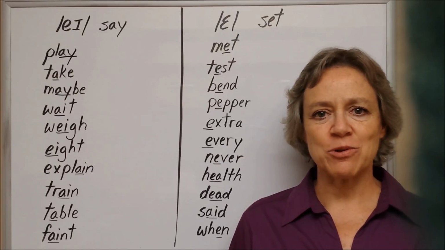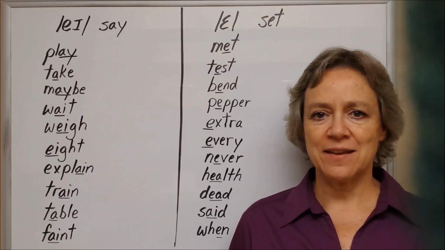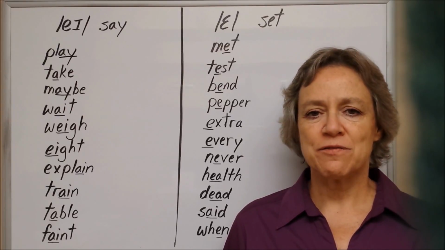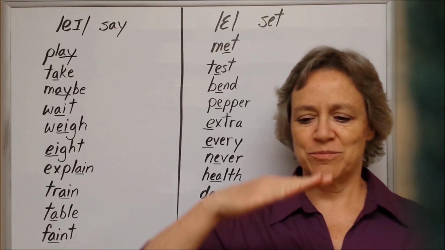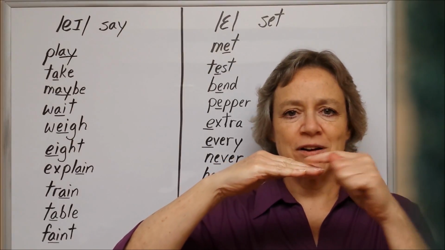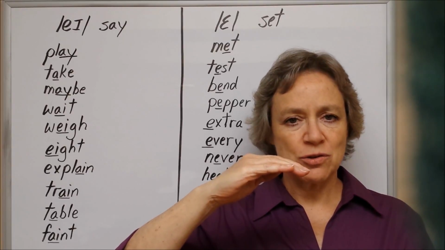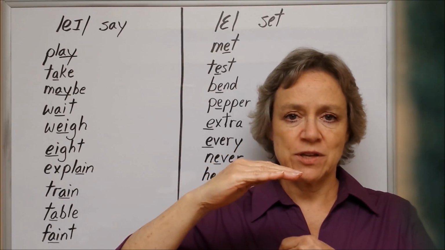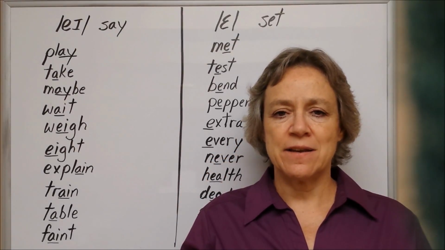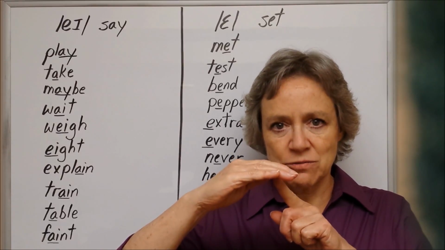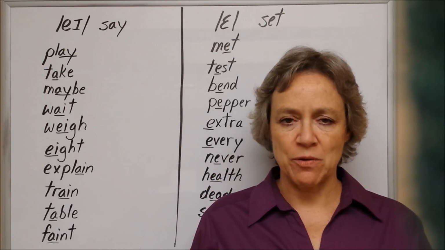Today I'm going to talk about the vowel sounds A and E. A and E are both mid-front vowels. That means that the front of the tongue, pretend this is my tongue, will be raised about midway in my mouth. With these two vowel sounds, the tongue is lower in the mouth than for E and I, but the tongue is still raised. The front of the tongue is still raised, but only about halfway, about midway in my mouth.